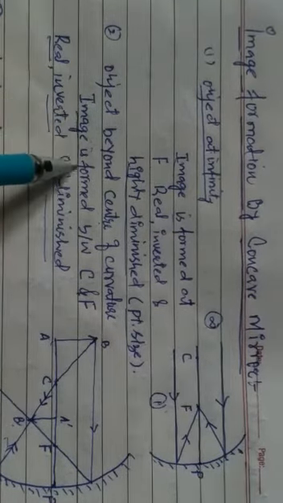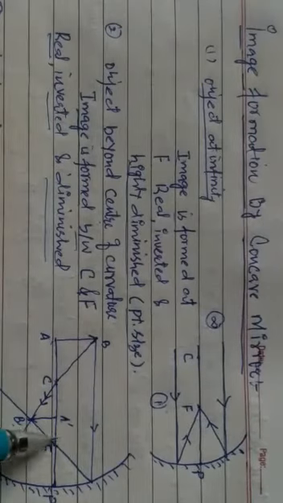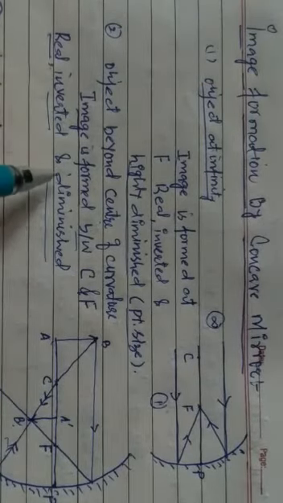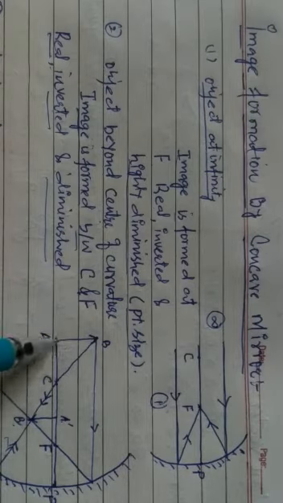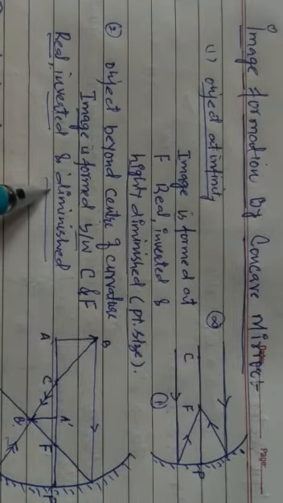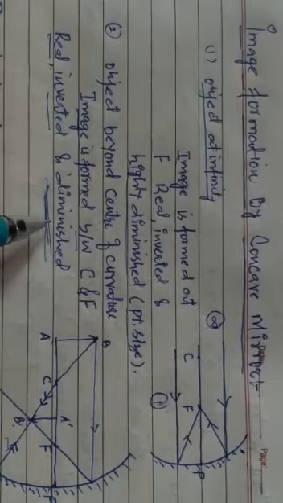The image here is formed between C and F, real, inverted and diminished. In this case, the size of the image is a bit smaller as compared to the object. Diminished, that's why I have used the word diminished.